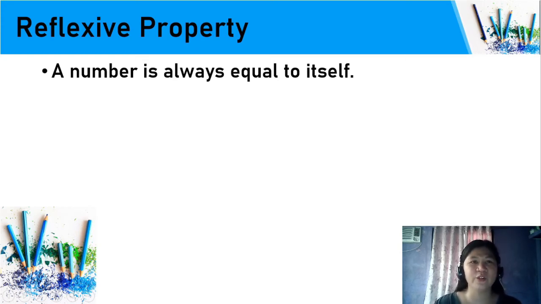For the reflexive property, a number is always equal to itself. Just like when you look at the mirror, it reflects yourself. So you are equivalent to yourself. From the word itself, reflect, the reflexive property defines that a number is always equal to itself. So a is equal to a, b is equal to b, and c is equal to c.